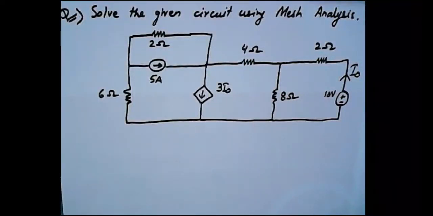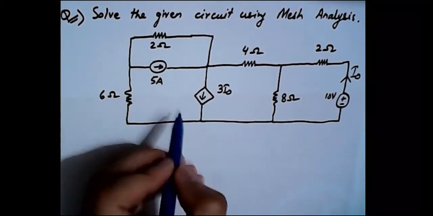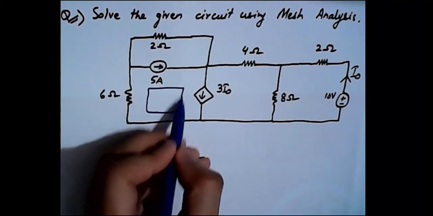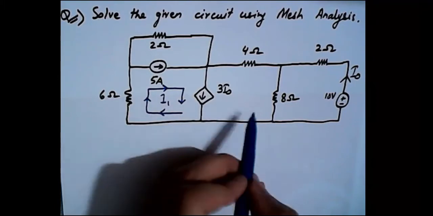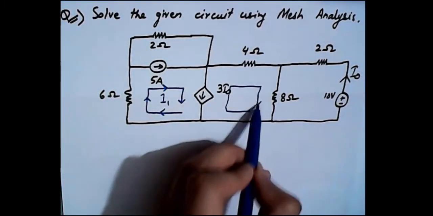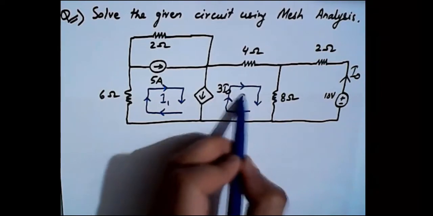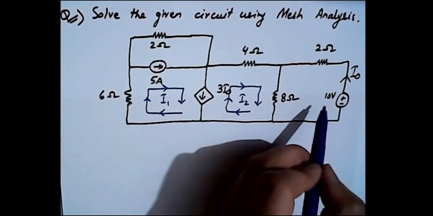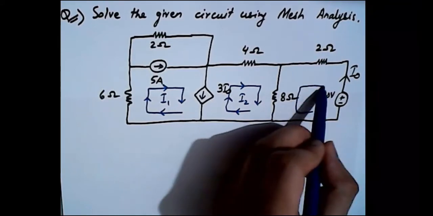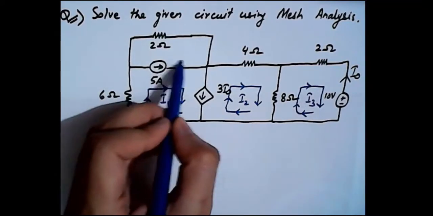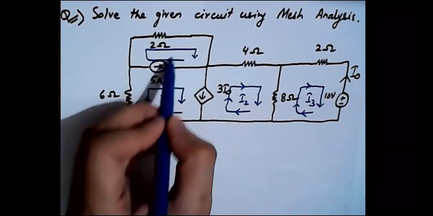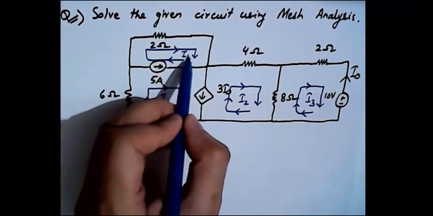Okay, let's now analyze this question. Here we can see that this question has 4 loops, so let's mark them. Consider this as loop number 1, with current I1. Then we have loop number 2 with a current of I2, loop number 3 with a current of I3, and then loop number 4 with a current of I4.